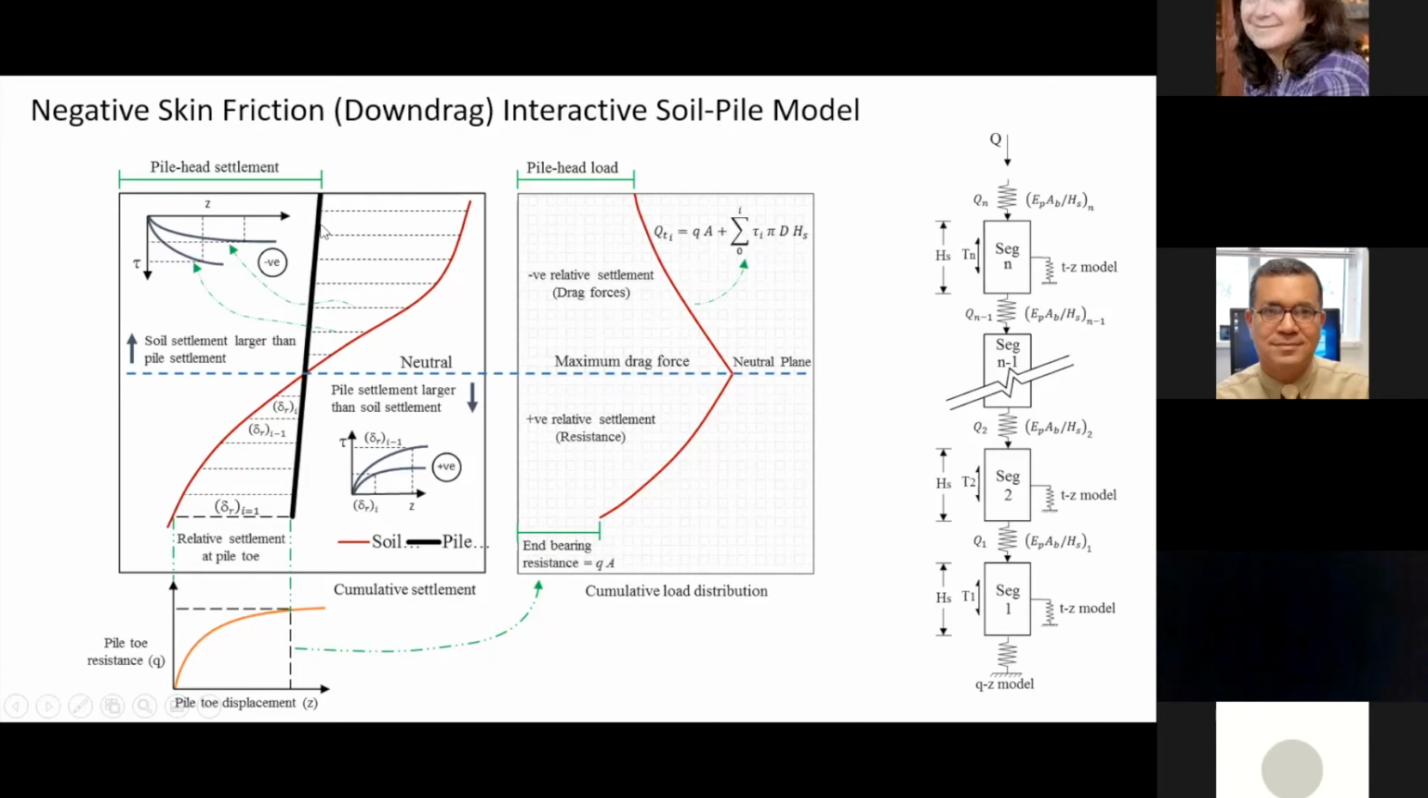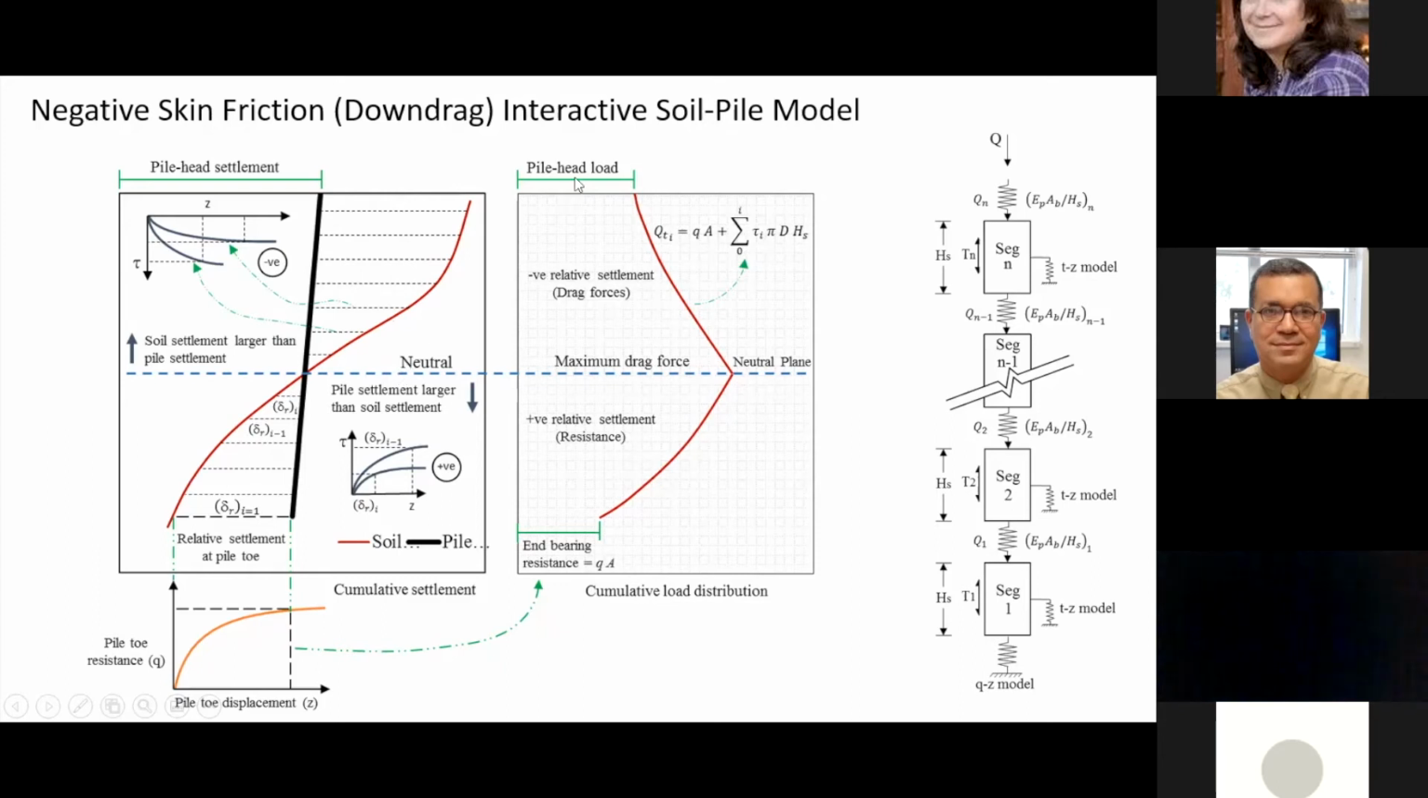So for every pile segment, you compare its settlement to the surrounding soil settlement, to identify if you have a negative skin friction or positive skin friction. You can see here, look here at the settlement of the soil. It's decreasing with depth until I reach the neutral axis. Then it's going to switch to have soil settlement less than the pile settlement, so you have positive skin friction. So it's again a very large back and forth iterative process in order to capture the actual negative skin friction or down drag force acting on this pile.